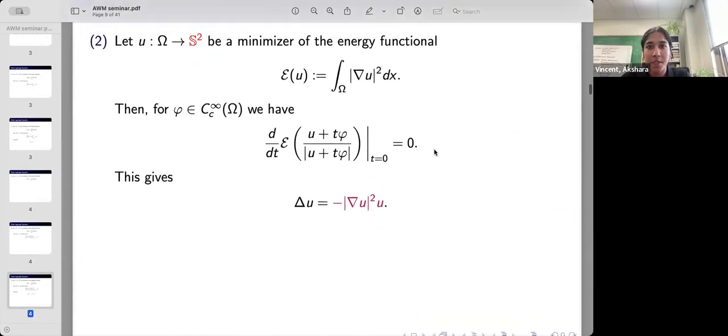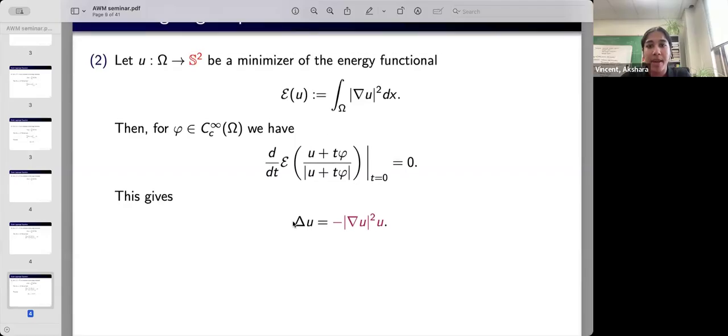And further computation shows that the minimizer of this energy functional satisfies the PDE Laplacian of u equal to minus the norm of the gradient of u squared times u. So this is a nonlinear PDE with a non-zero right-hand side. And the moment we change the range of the function, you have a different PDE.